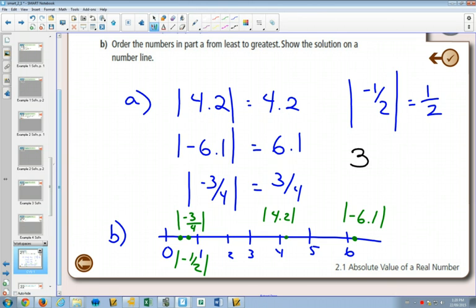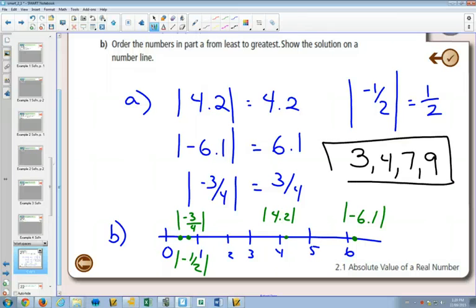Questions you can do are 3, 4, 7, and 9.